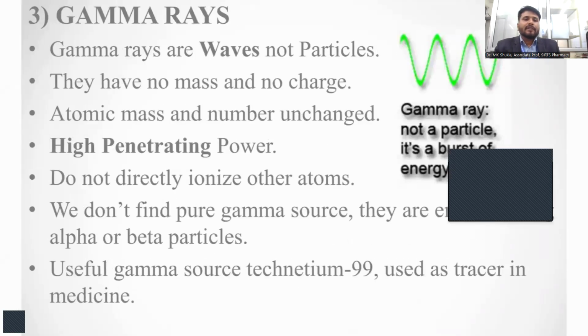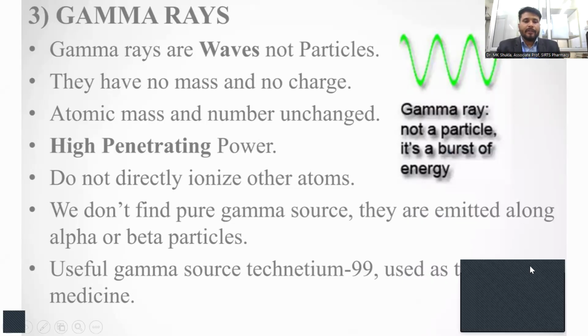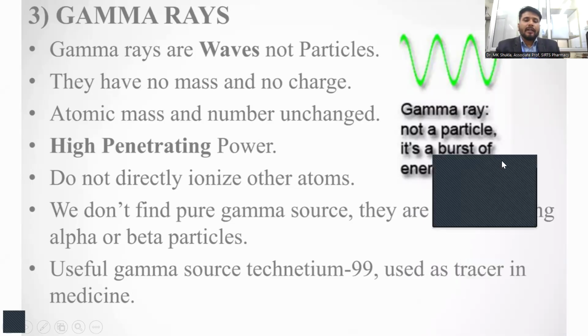Third one is gamma rays. Gamma rays are waves, not particles. They have no mass and no charge. Atomic mass and number are unchanged. They have very high penetrating power. Also, they do not directly ionize other atoms. We don't find a pure gamma source, as they are emitted along with alpha or beta particles. A useful gamma source is technetium-99, used as a tracer in medicine.